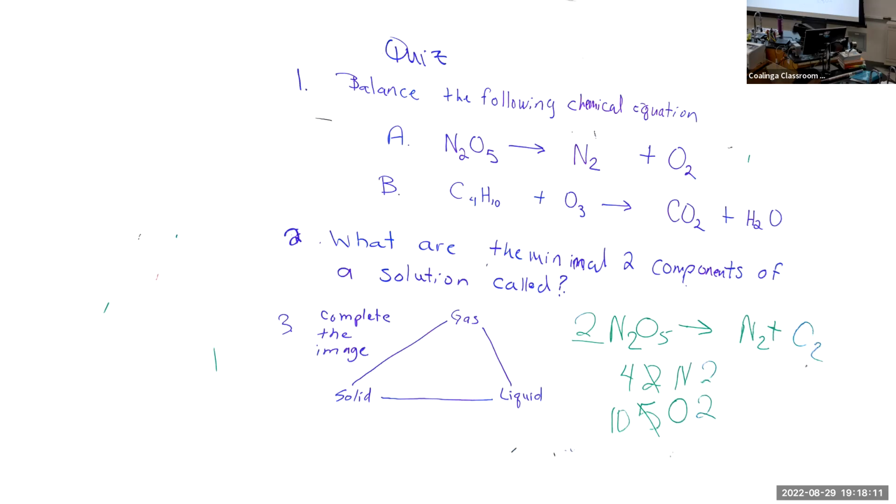Other side, so what do I need to do? Go in front of the N2. 4 N. Add 5 O2, and that gives me 10. So we're completely balanced. So we know we put a number in front of here. That means we're talking about this entire compound, right? Okay.